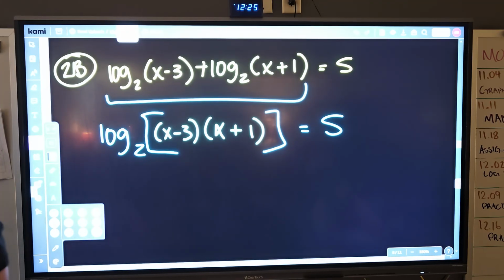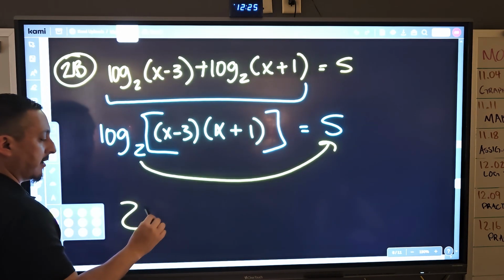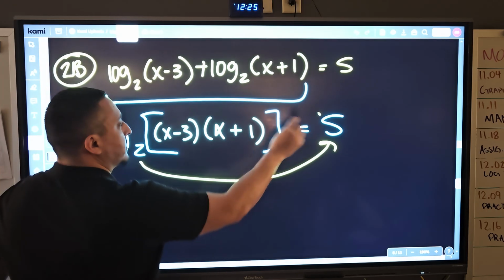Okay. Is this in proper form? There's a bunch of stuff inside the brackets. It doesn't matter. That's A. Okay, it doesn't matter. If it's inside the brackets, all of it goes together. So yes, it is in the proper form. So 2 to the 5th equals this stuff.